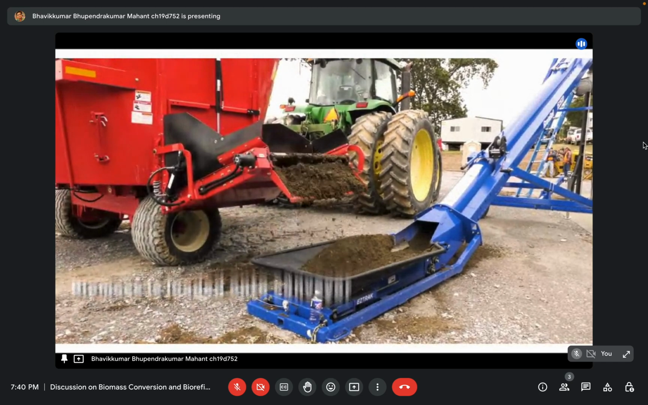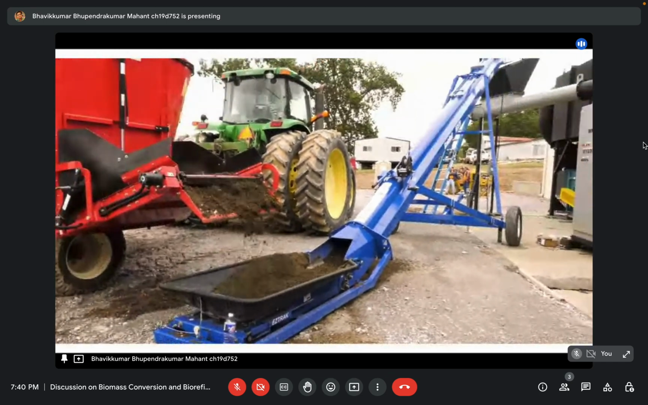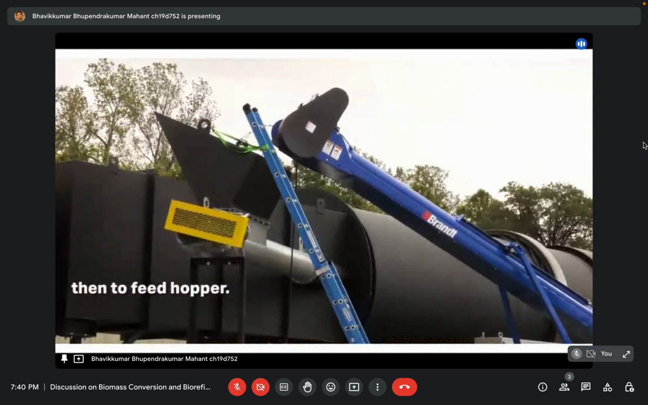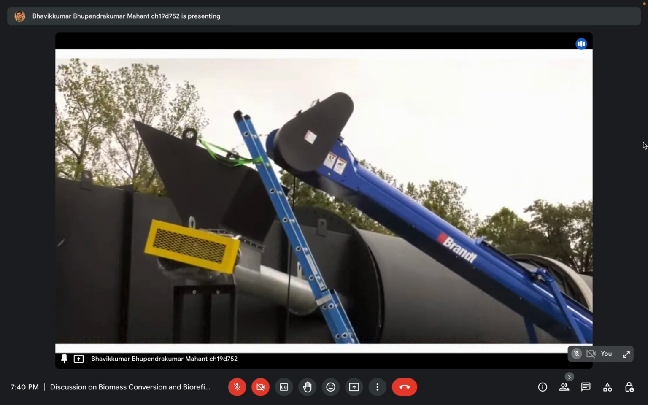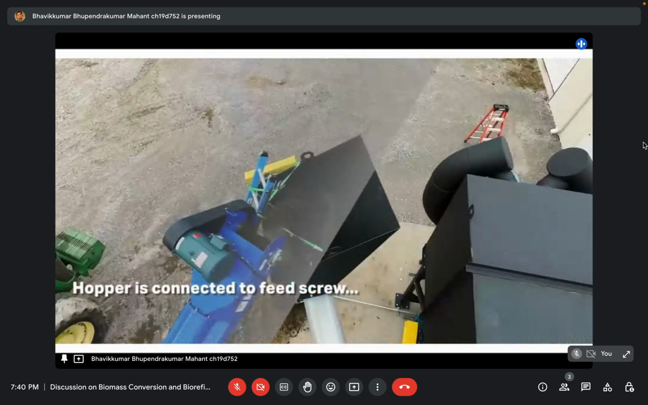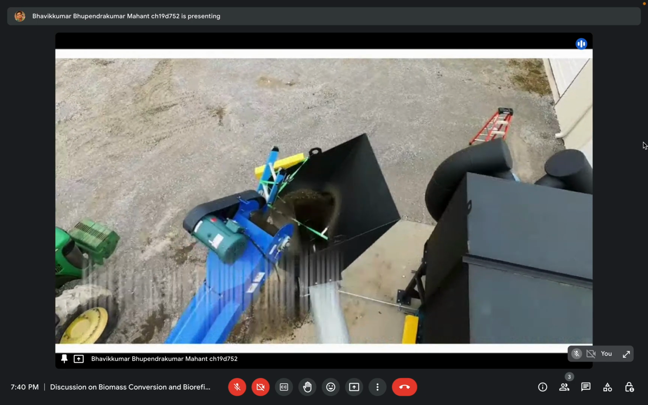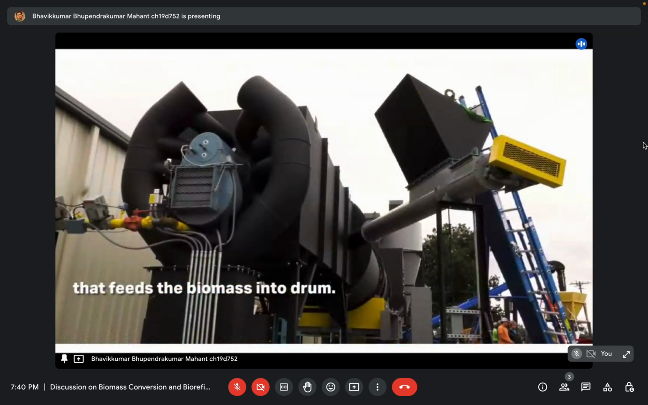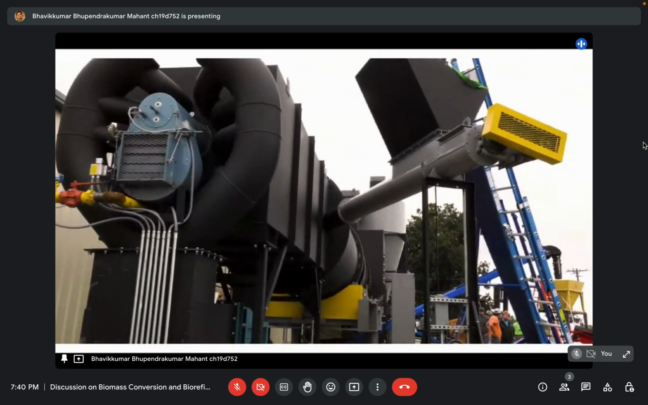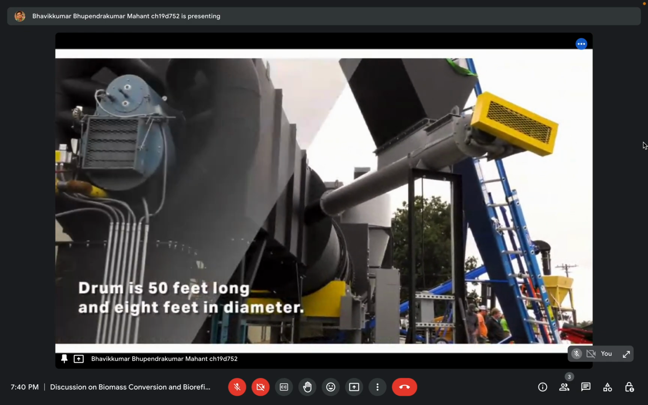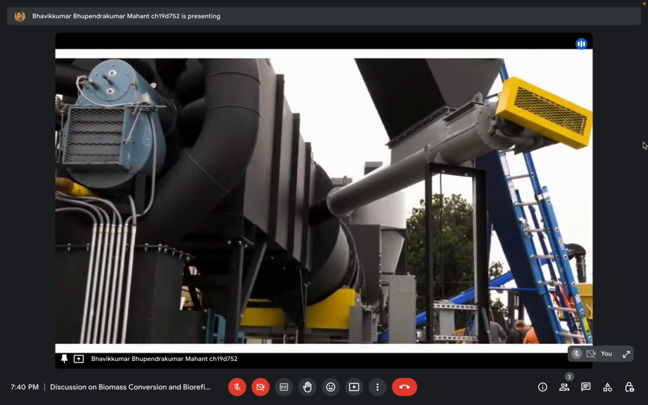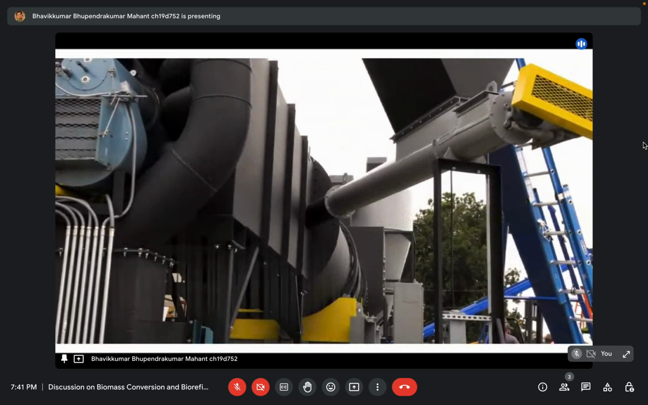Now after this feeder, a continuous amount of biomass gets transported to the feed hopper. This is a feed hopper in which this biomass is fed, and it is directly connected to the dryer. This is the drum, a horizontal drum. I guess it has steam for drying. It is 50 feet long and 8 feet in diameter, with a particular capacity of 8 tons per hour. This is the design requirement.